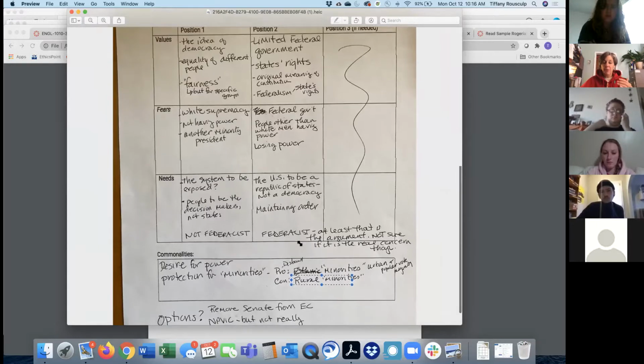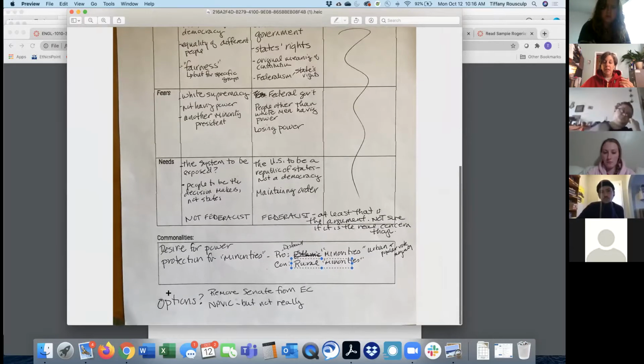And then from that, I started looking at options. And this was just me thinking forward to drafting, but this is not where you're going to get today. We'll start talking about this on Wednesday, but I just started putting down some ideas here for what could be a possible compromise.